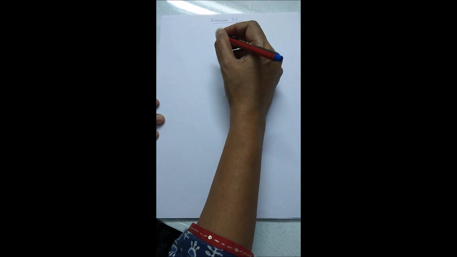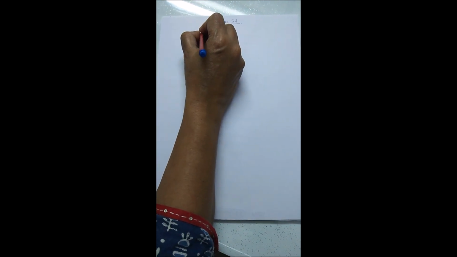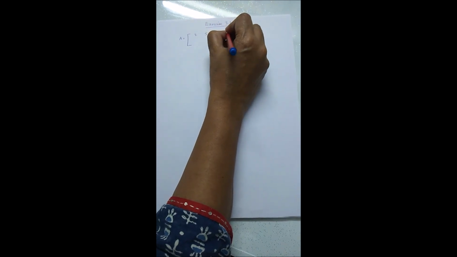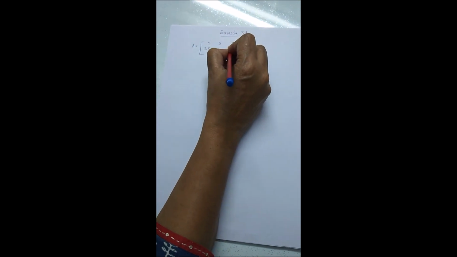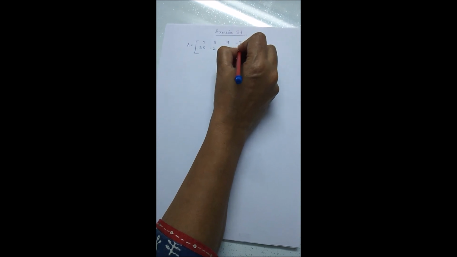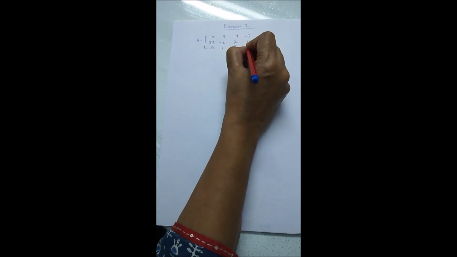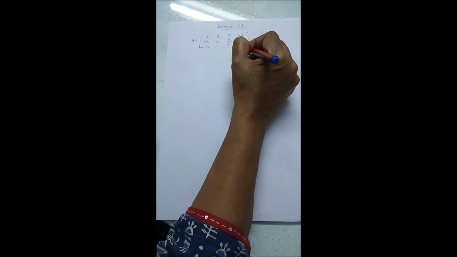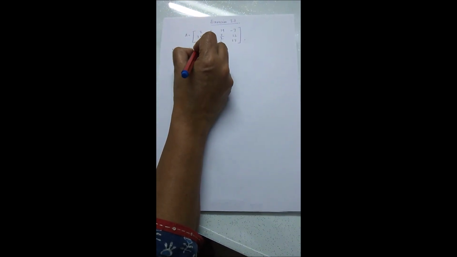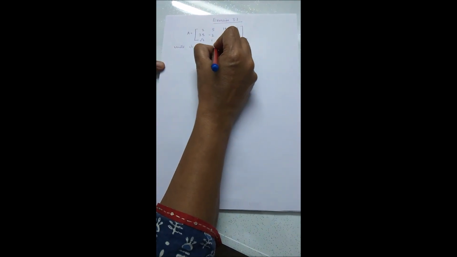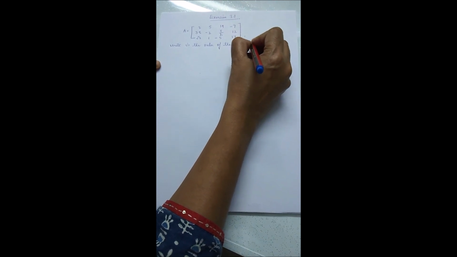Now in the first question, there is a matrix A which has elements 3, 2, 5, 19, minus 7, 35, minus 2, 5 by 12, 5 by 2, 12, root 3, 1, minus 5 and 17. Now in this question, we have to write the order of the matrix A.